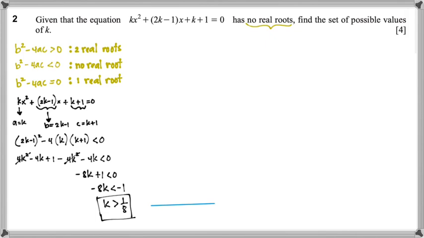Okay, so in the number line, if this is k, so 1 over 8, right? So let's say this is 0, and then this is 1. So let's say this is 1 over 8, 0 point something. So let's assume that it's around here, 1 over 8. So it's greater than that. So going there, all the values going to the right, going to the positive infinity, are the possible values of k. So k is greater than 1 over 8. Alright? So I hope you understood that.